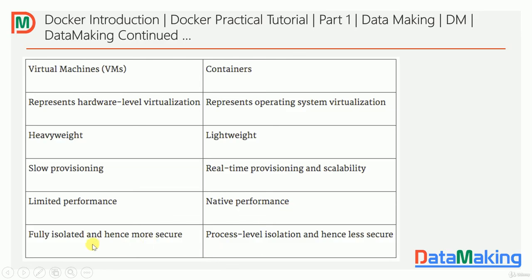Virtual machines are fully isolated and hence more secure. With containers, there is process-level isolation, and hence they are less secure than virtual machines because they share the operating system. Apart from this, containers are very good because they help reduce the headache for DevOps, since maintaining different environments for different applications is very tough.